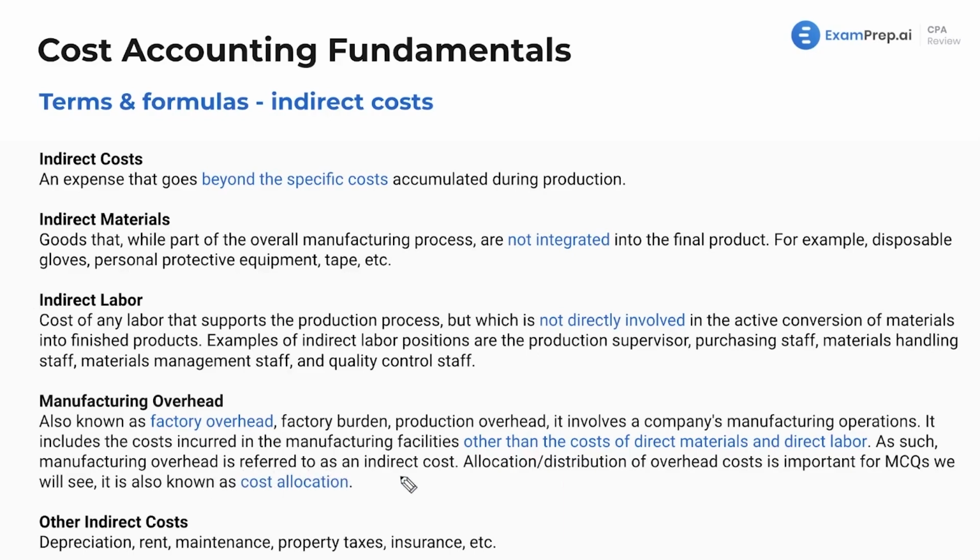Allocation and distribution of overhead is important for multiple choice questions. This is known as cost allocation. This is super big. It's honestly like half the lesson I've got on the second cost accounting lesson. So don't worry about it yet. We will see that we got activity-based costing, we got joint costing, allocation, all of that in our next lesson. So just know what's on the horizon, but we're not getting there yet.